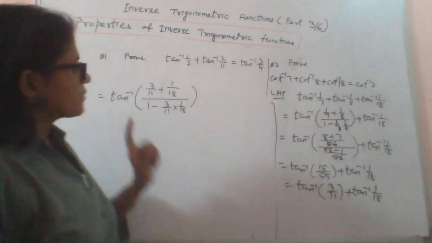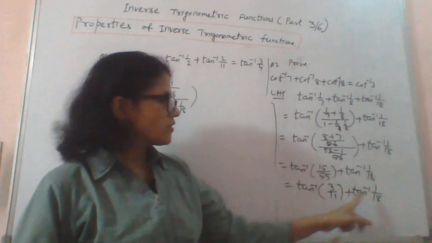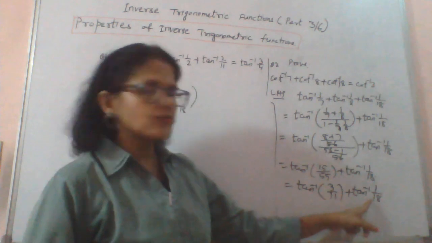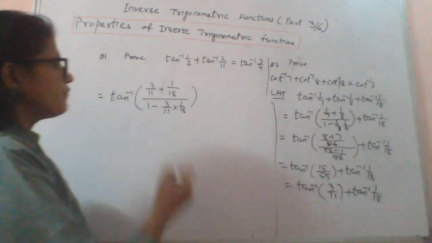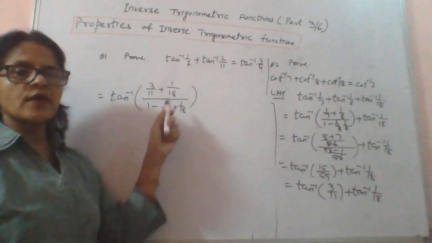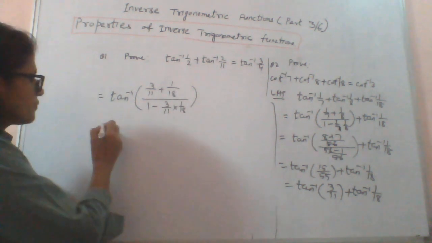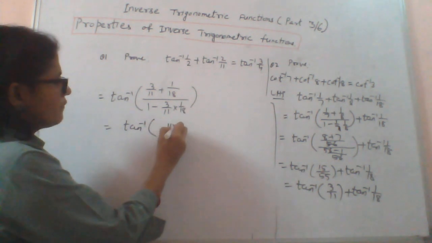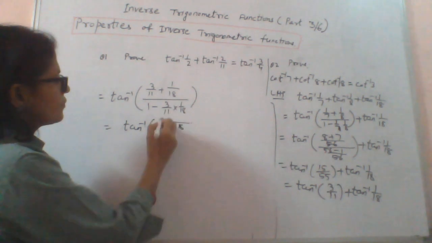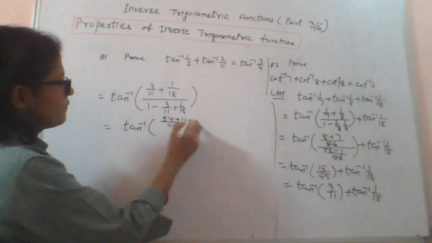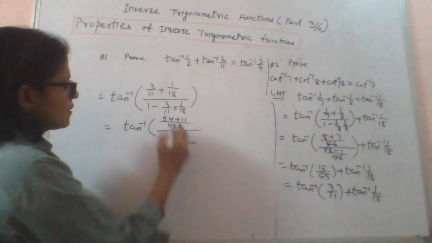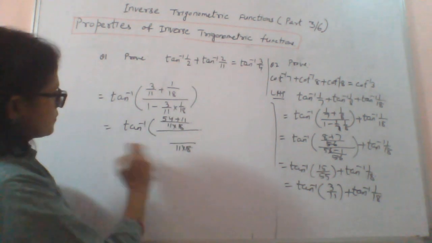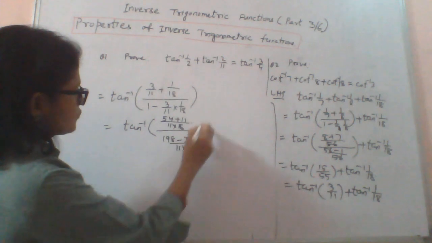So yes, we have to check it again. Tan inverse x plus tan inverse y, with 3 by 11 and 1 by 18. Is the product less than 1 or not? x into y less than 1. So again we can apply the same formula. Tan inverse of (x plus y) by (1 minus x into y). So that is equal to tan inverse. Here it is 11 into 18 as the LCM. So you have 54 plus 11 over 11 into 18, that is 198, so 198 minus 3.